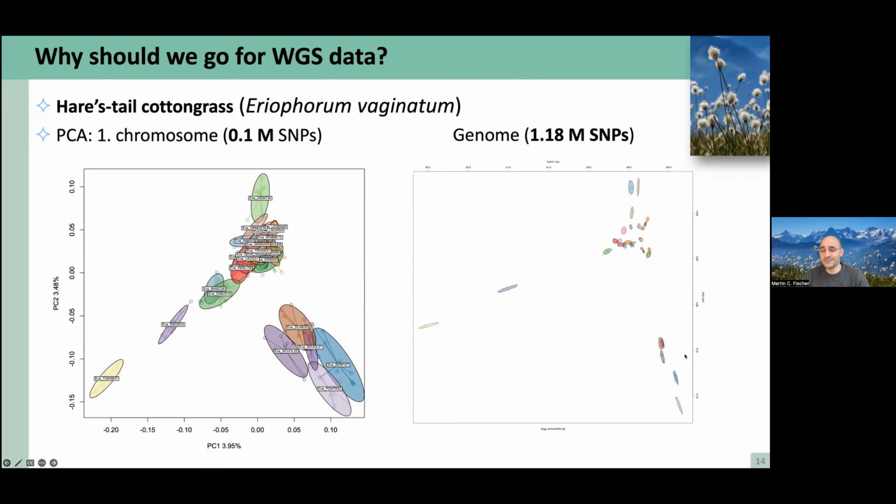So we resolve more or less the same structure also using the whole genome data, but we have much more resolution. We now really can separate each population very accurately using whole genome data, which was not possible if we only used 100,000 SNPs. So going for a whole genome resequencing approach really increases the power massively. And as already shown here, we're talking about 100,000 SNPs, which is already a lot, but going for 1 million SNPs is an even bigger boost of resolution.